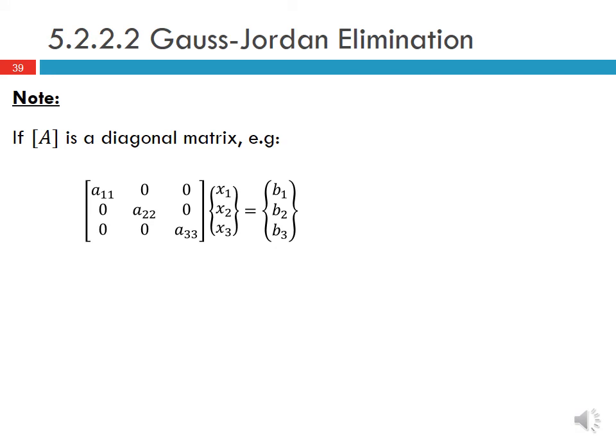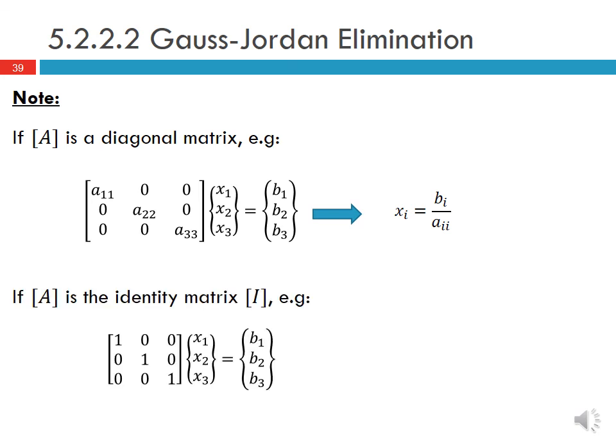We can just see why the backward substitution part is not needed. If A is a diagonal matrix, like this, we can directly find the values of xi. So xi would just be bi divided by aii. And if A is the identity matrix, as shown here, then our x values are just equal to our b values. So xi is equal to bi.